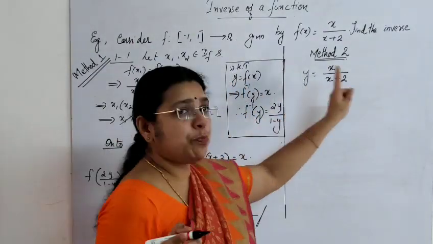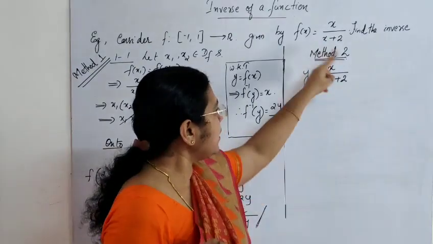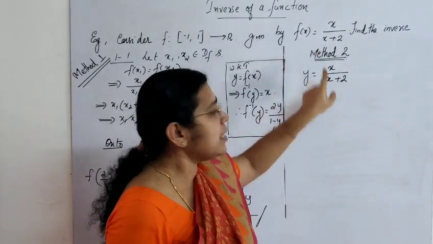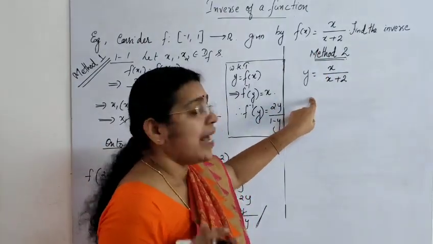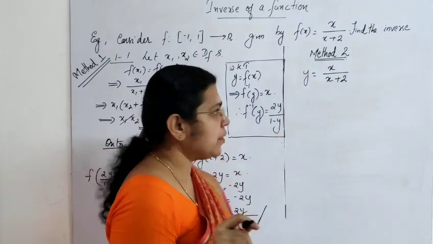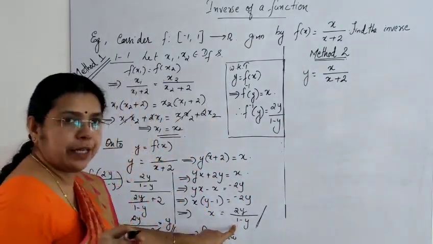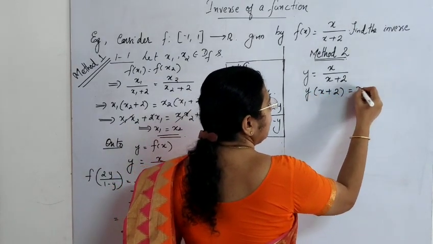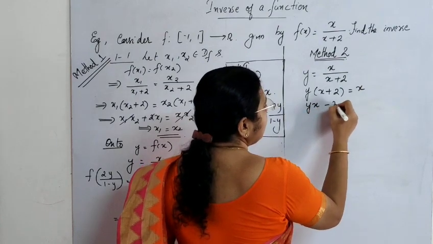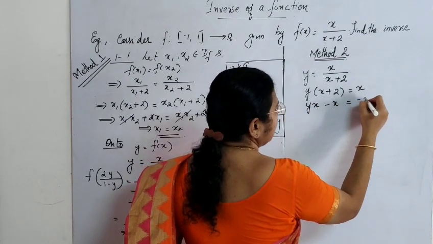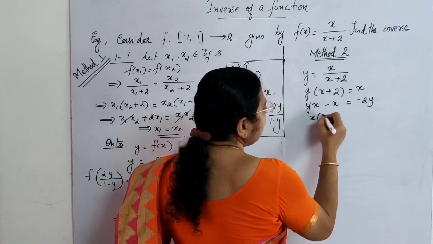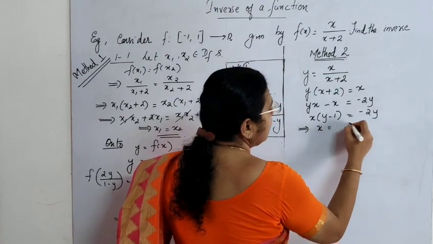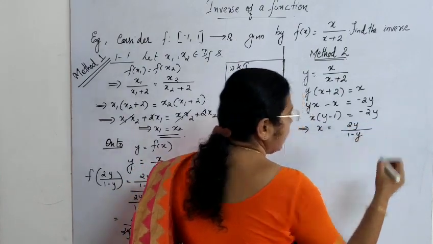Here y is expressed in terms of x. What I do is, taking this function, I will express x in terms of y. So exactly this is what I got earlier, but I am redoing it. y into x plus 2 is equal to x. yx minus x is equal to minus 2y. That is, x into y minus 1 is equal to negative 2y, which implies x is equal to 2y by 1 minus y.